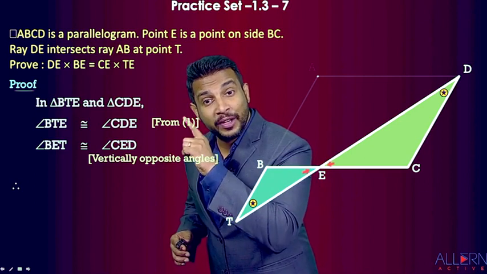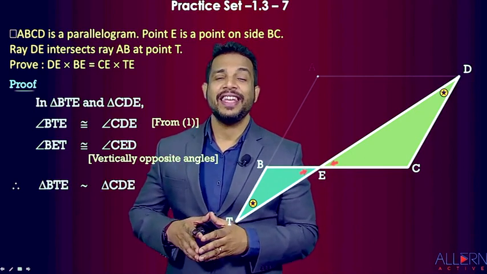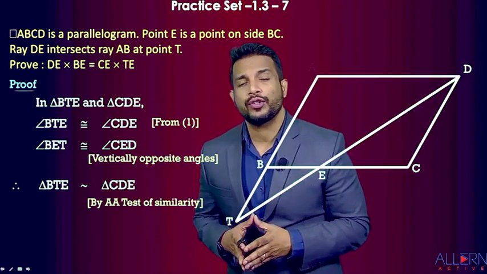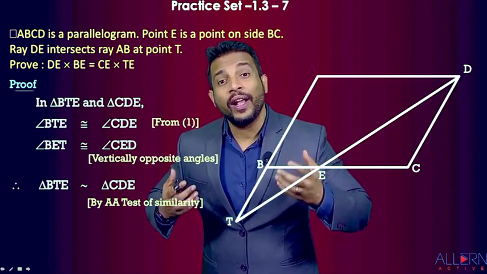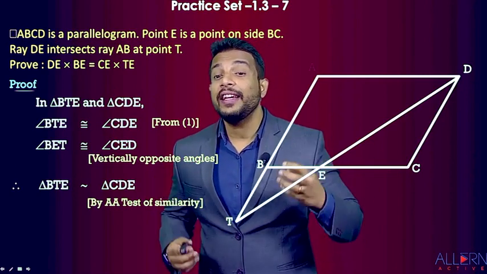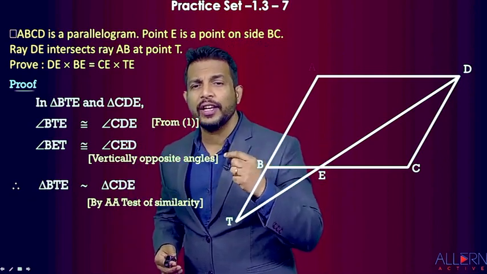So now we write, yes, both the triangles are similar. Remember, write it as per the correspondence we have taken. So triangle BTE is similar to triangle CDE, and they are similar to each other by a test of similarity. We wanted the triangles similar. We got it, right? Now once the triangles are similar, we can take the ratios. We want two ratios to be equal. So let's take the ratio which we want.